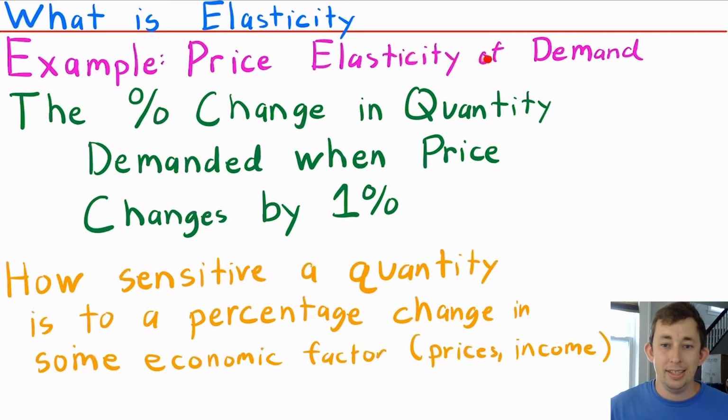So the price elasticity of demand is the percent change in quantity demanded when the price changes by 1%. So when we talk about elasticity, what we're trying to get at is how sensitive quantity is to a change in price, generally formed as a percentage.